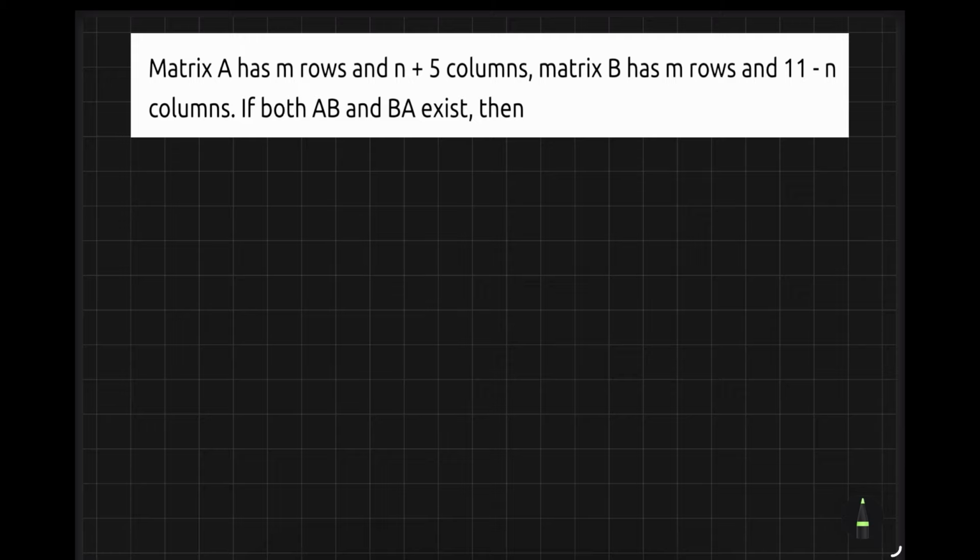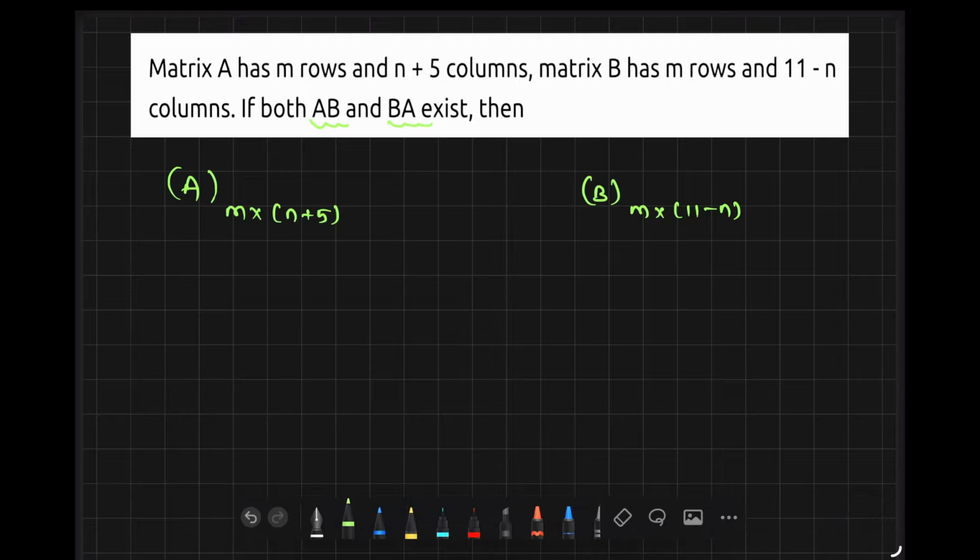So, we are back with a wholesome new question which says matrix A has m rows and n plus 5 columns. So, suppose that there is matrix A which is m cross n plus 5. Matrix B has m rows and 11 minus n columns. If AB and BA exist, first try to deal with the first idea. They are saying that AB exists.